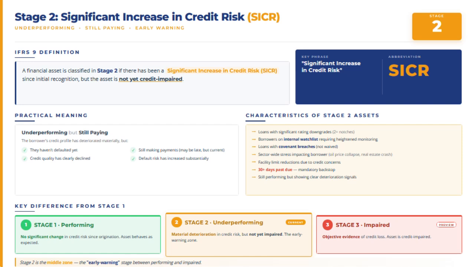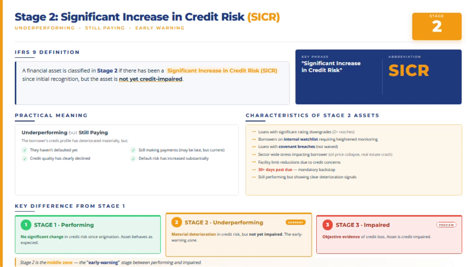Look for several signals. Loans with significant rating downgrades, 2 notches or more. Borrowers on the internal watch list requiring heightened monitoring. Loans with covenant breaches that haven't been waived. Sector-wide stress testing which is impacting the borrowers' industries. Facility limit reductions due to credit concerns. And there can be other characteristics as well.